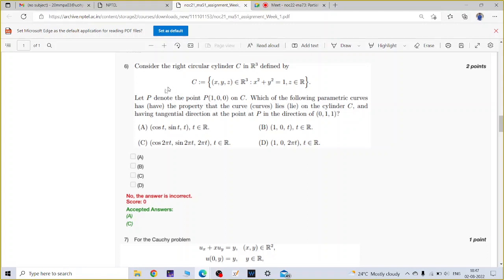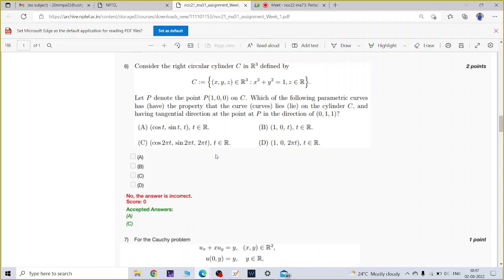Okay, let's move to question number 6. It is a very easy question. It is given that there is a right circular cylinder and a point on the cylinder. You have to find which of the given parametric curves has the property that the curve lies on the cylinder, that is, this curve satisfies x square plus y square equal to 1, and having tangential direction at P in the direction of this.